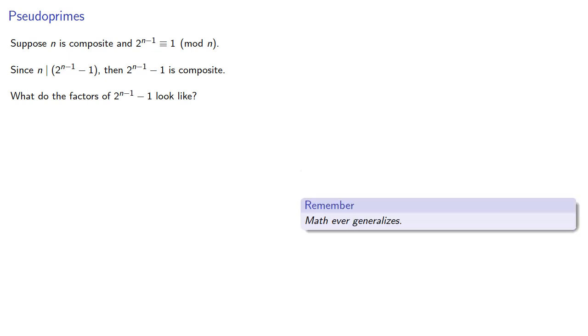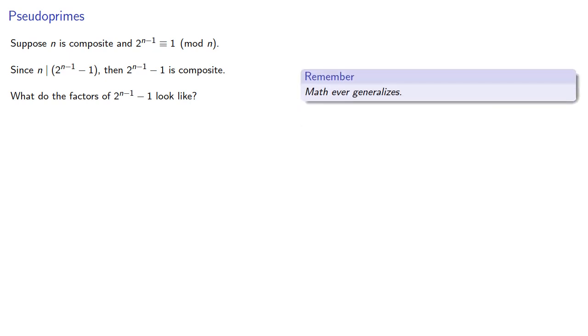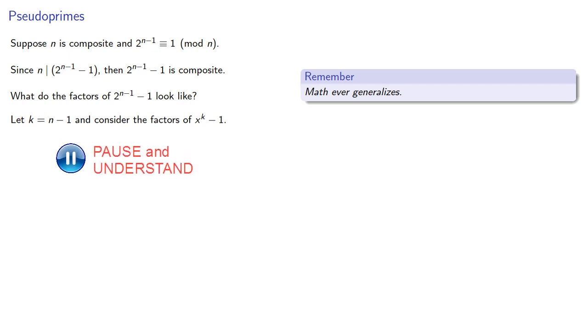Remember, math ever generalizes, so to make it a little easier to write our notation, let k be this exponent n minus 1, and let's make our base x. So let's consider the factors of x to the k minus 1.